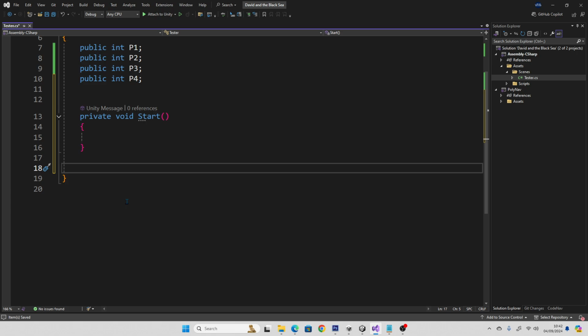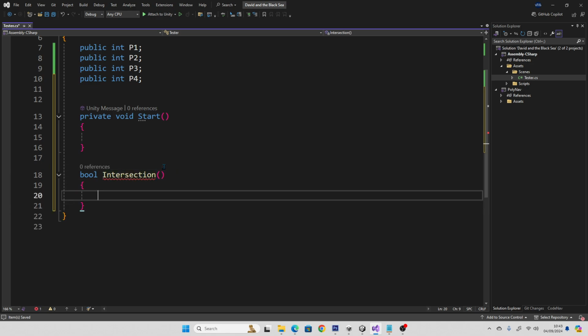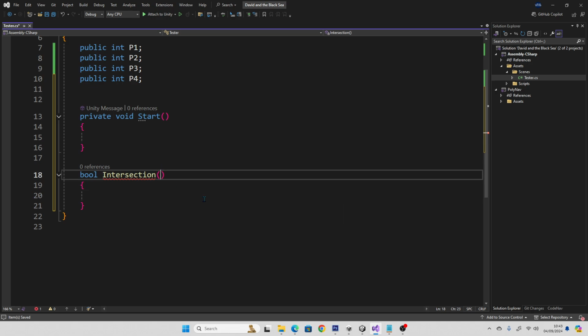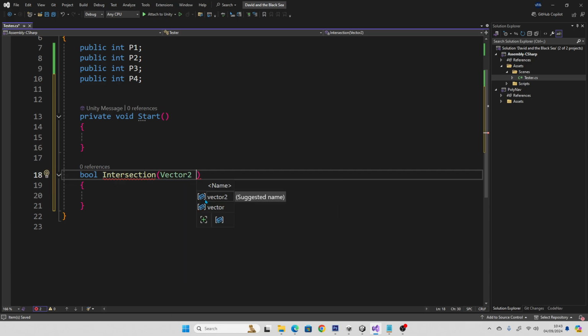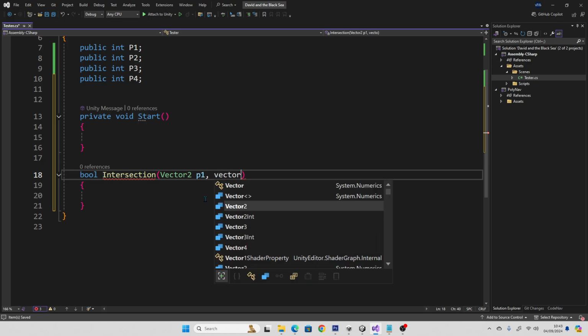Now I'm going to do my equations down here. First things first, I want to do a function which will be true or false. So it's going to return a bool, and this is going to be the one that's actually calculating whether or not they're intersecting. So let's call this intersection. And for the intersection, I'm going to need to input some stuff. Should I do it with ints? I'll just do vector twos. And we're looking at P1. We're looking at vector two.